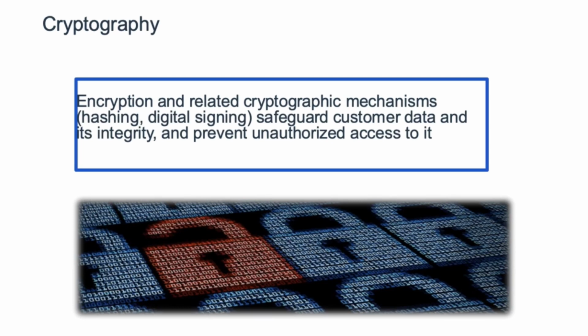So today we'll talk about cryptography. Encryption and related cryptographic mechanisms such as hashing or digital signing are used to safeguard customer data and its integrity and also prevent unauthorized access to it. Today we'll be talking about common mistakes that we see in applying cryptography in our products, and we will not be talking about cryptography theory or algorithm implementation details. Those are huge topics. They're subjects of whole university courses and some really thick books.